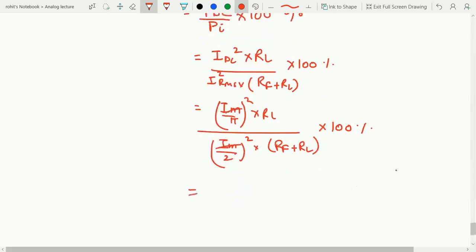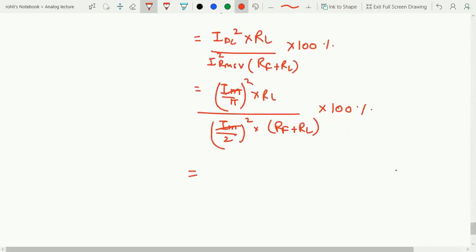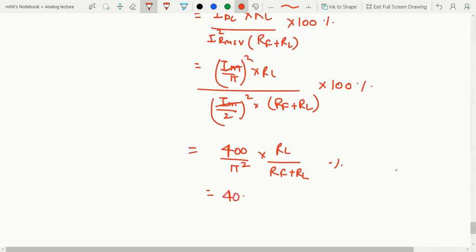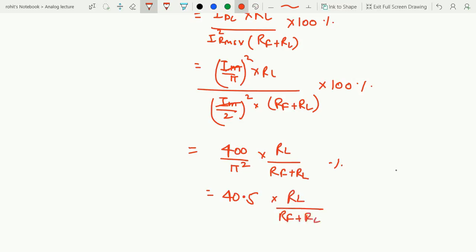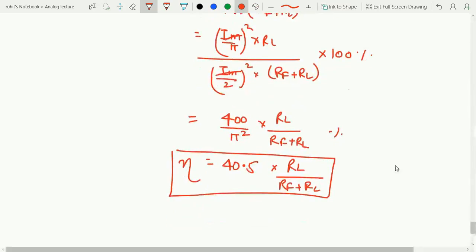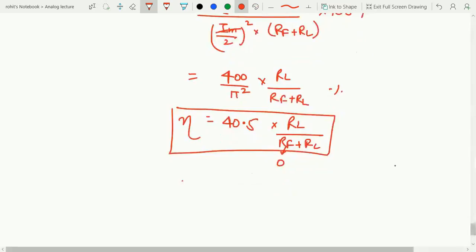So if we calculate, we will get 400 upon pi square into RL upon RF plus RL percentage, or 40.5 into RL divided by RF plus RL. So this is the efficiency. If the diode is ideal, we have RF equal to 0, then RL will cancel. So eta maximum is equal to 40.5%.